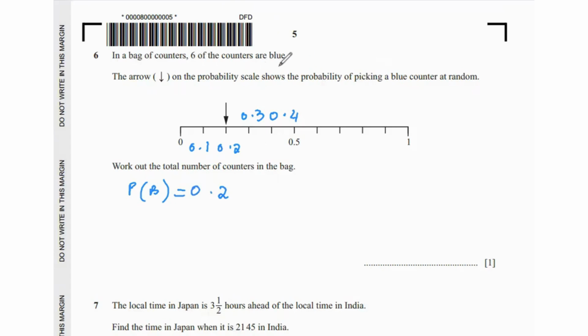So if 6 of the counters are blue, that means 6 over something equals 0.2. So x is going to be 6 divided by 0.2, which gives us 30 as the total number of counters. That is your final answer.